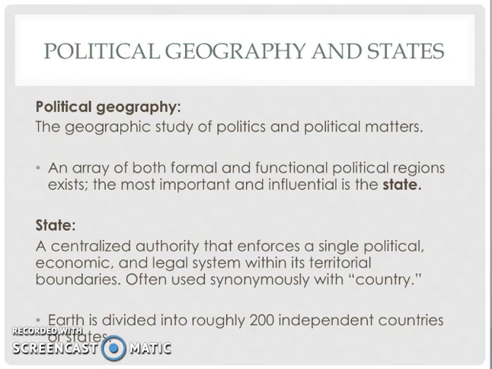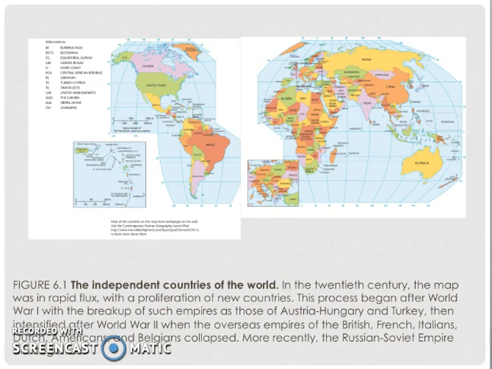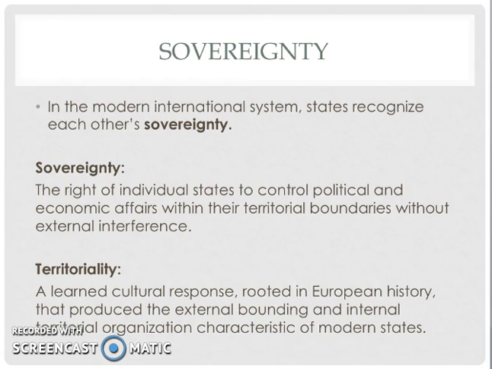Earth is divided into roughly 200 independent countries, or states, as it's known in political geography and political science. Here we have the map of those over 200 states. In the 20th century, the map was in rapid flux, with a proliferation of new countries. The newest country to be created was South Sudan, just a few years ago in Africa.